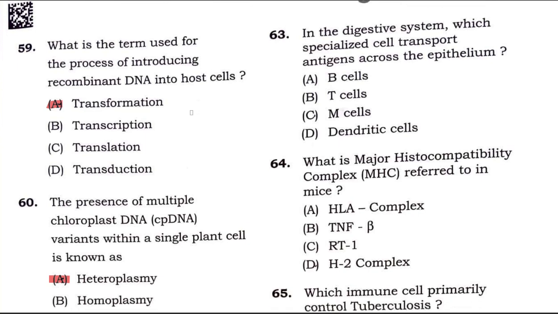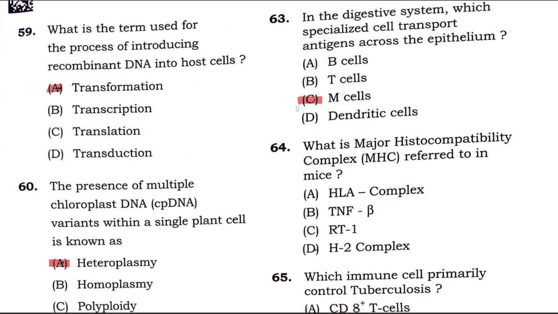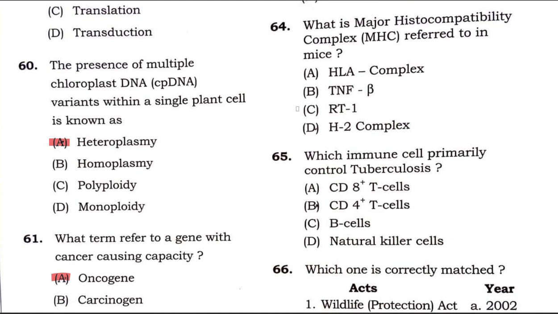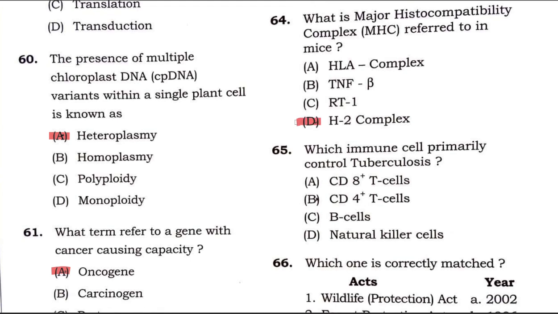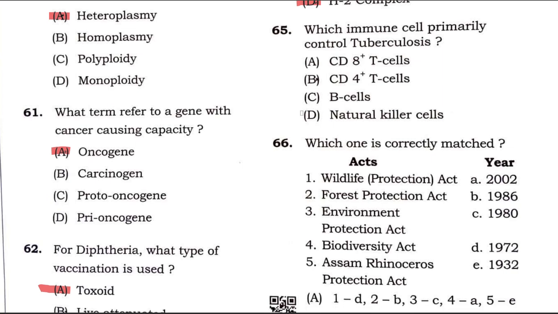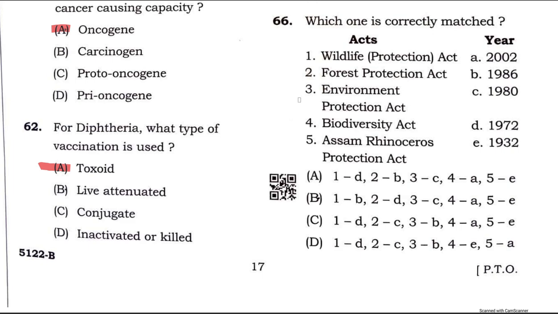So the next question is, in the digestive system, which specialized cell transports antigen across the epithelium? Of course, the M cells, Peyer's patches. What is the major histocompatibility complex referred to in mice? Of course, the H2 complex. Which immune cell primarily controls tuberculosis? Of course, the CD4 Th cells. Which one is correctly matched? So option C is correctly matched.